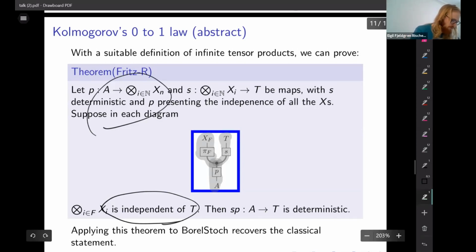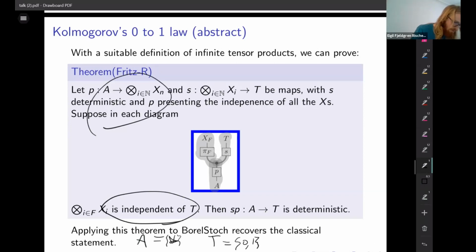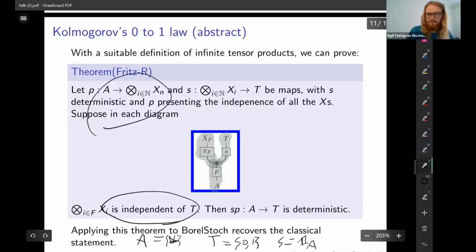So maybe I'll just write down that you take A to be just the one point space, and you take T to be {0, 1}, and you take your S to be the indicator function for your event A. This is super confusing.